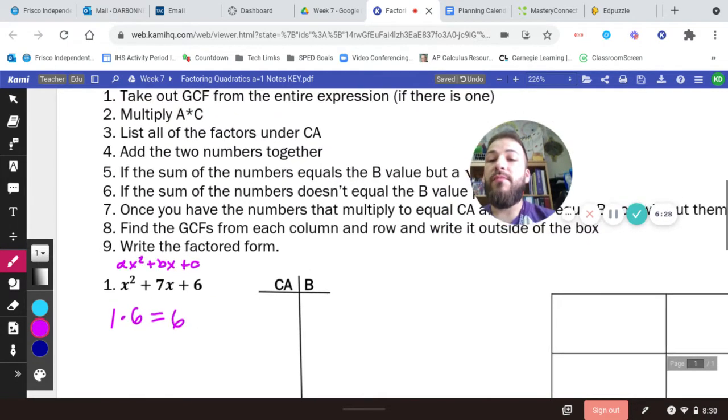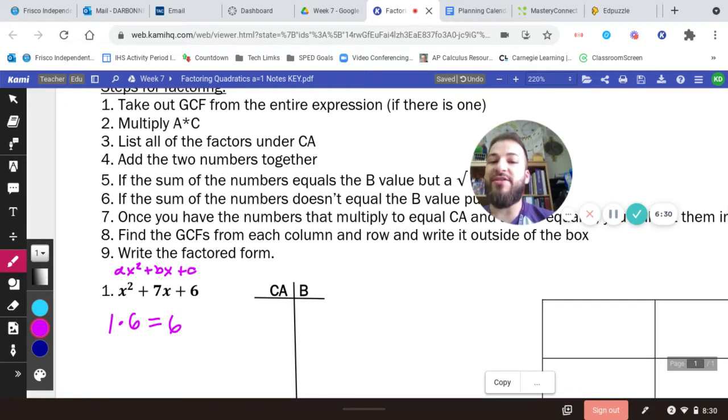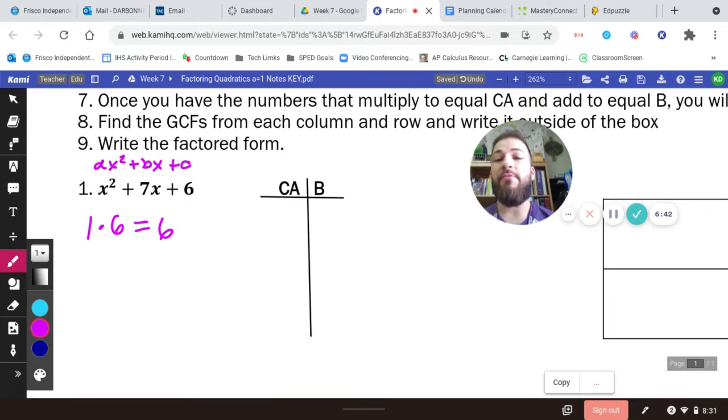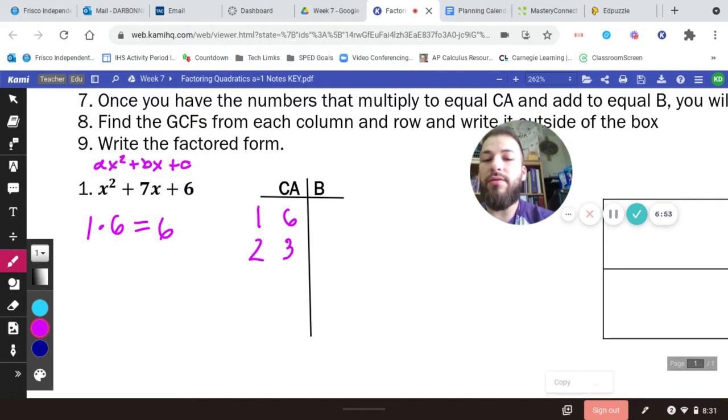Once we do that, we want to list all of the factors under the CA section. So 1 times 6 equals 6. That's our A times C. So now we want to find factors of 6. Remember, a factor is two numbers that multiply together to get my number. So some factors of 6 would be 1 and 6, and 2 and 3. 1 times 6 is 6. 2 times 3 is 6. Those are the only factors of 6.